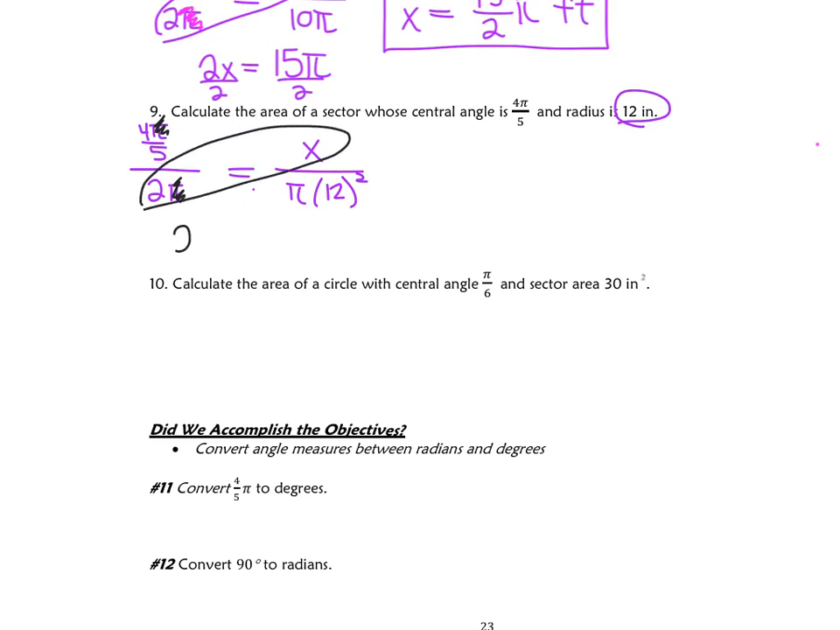2 times x is 2x. This is going to equal, take your calculators, do 4/5 times 144. Again, the 144 comes from the fact that I have 12 squared. That is going to equal 115.2, and then pi comes along for the ride. Divide both sides by 2, and we get our answer. The area of the sector is going to be 57.6 pi inches squared.